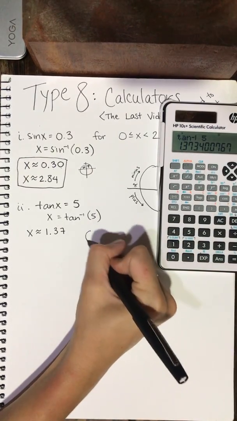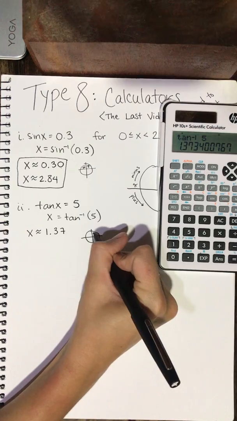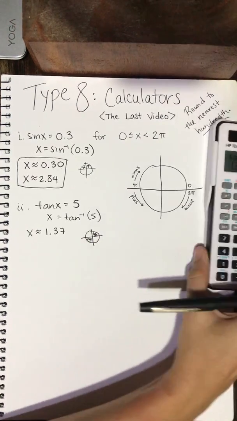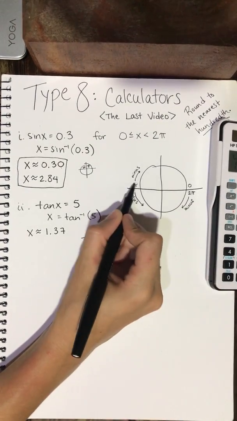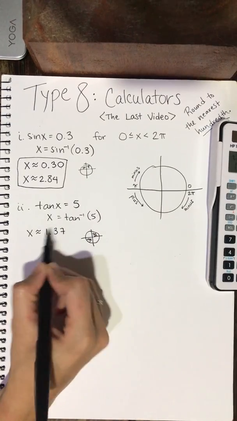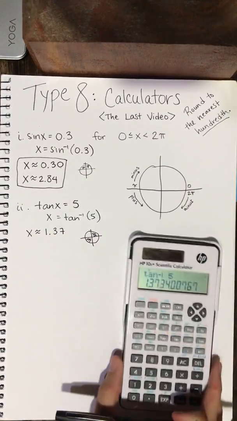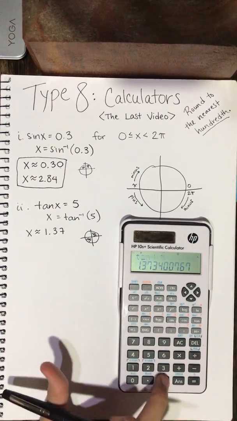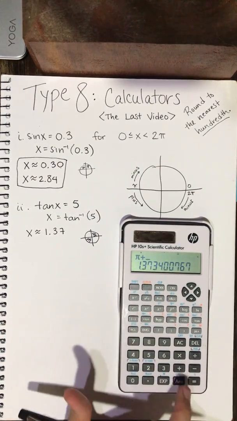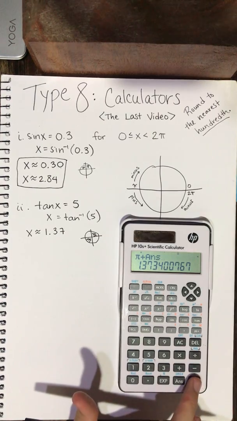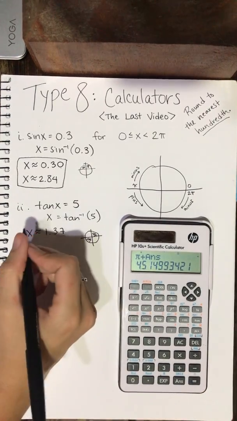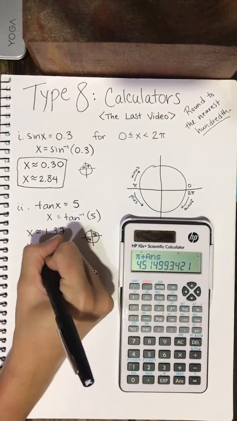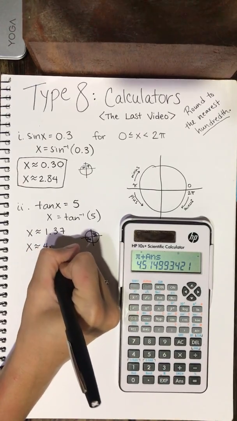Now tangent is positive in the first and the third quadrant. So to get down to the third quadrant, I'm going to do pi plus the number that I just got. All right? So pi plus that number, shift, and I got to do my pi, plus the answer that I just got equals 4.51. So x can also be equal to 4.51.